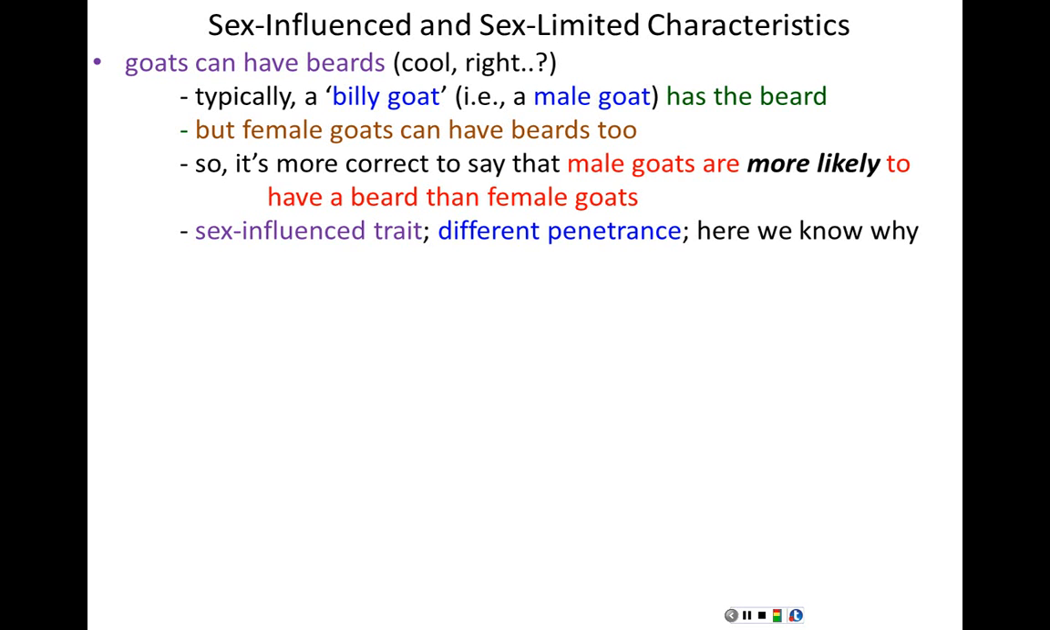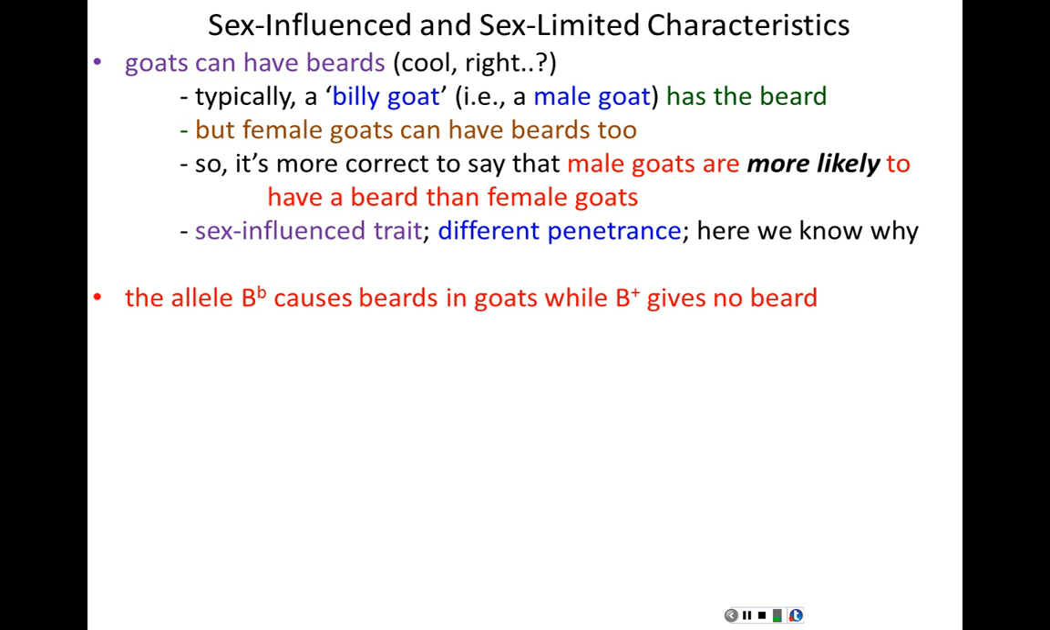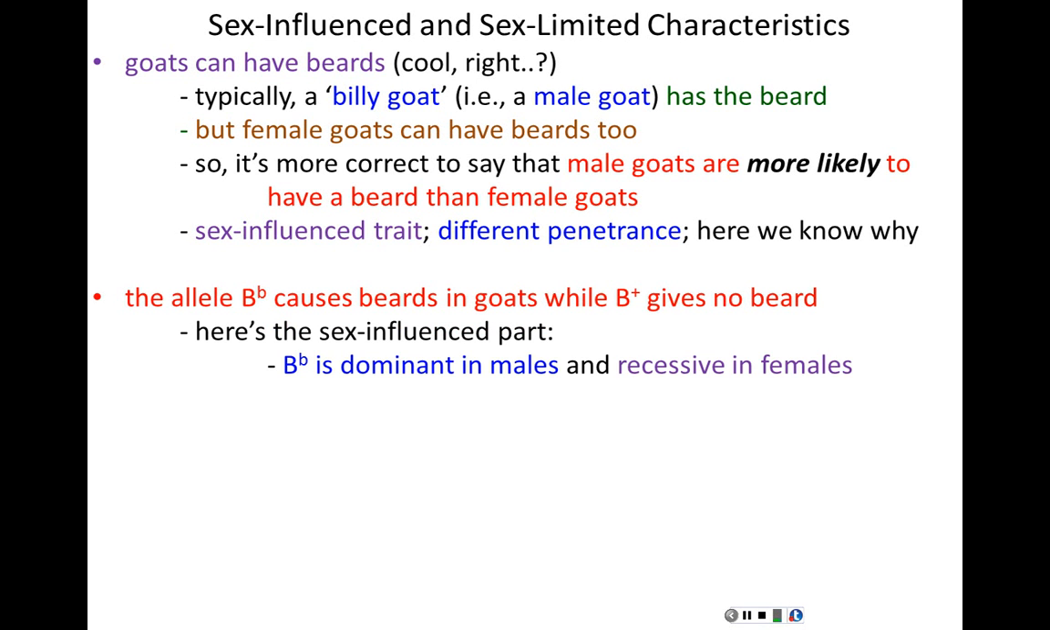We might not fully understand the mechanism for this, but we do understand the genetics when it comes to bearded goats. If we call the allele for having beards Bb, and we call the allele B+, that allele which encodes no beard, we see, and here's the sex-influenced part, that the allele Bb is dominant in males, but that very same allele behaves recessively in females. So think about that for a second. That's all I should have to tell you for you to understand why this trait is sex-influenced and why it has a higher penetrance in males versus females. We'll go through it, though.